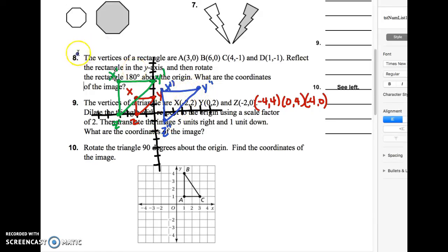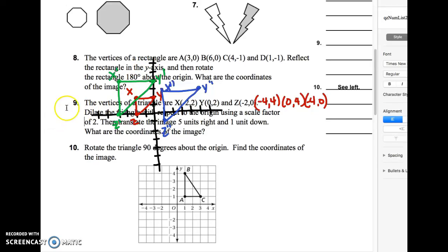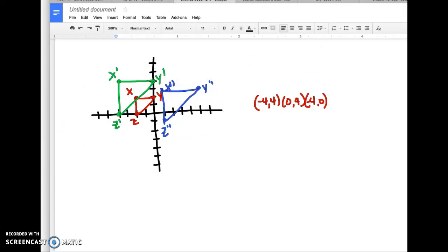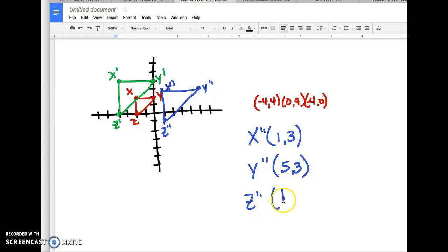Okay. And then lastly, it wants us to name the coordinates of that shape. So we have x double prime at 1, 3, over 1 up 3. I have y double prime at 5, 3, and z double prime at 1, negative 1.